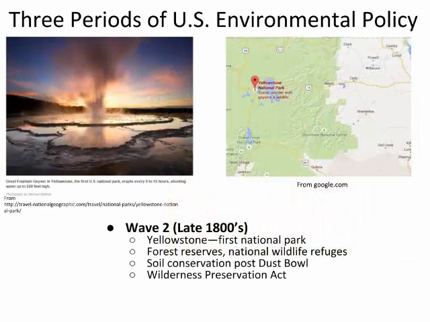The second phase of U.S. environmental policy occurred in the late 1800s and was largely in response to the destructive nature of the first wave.